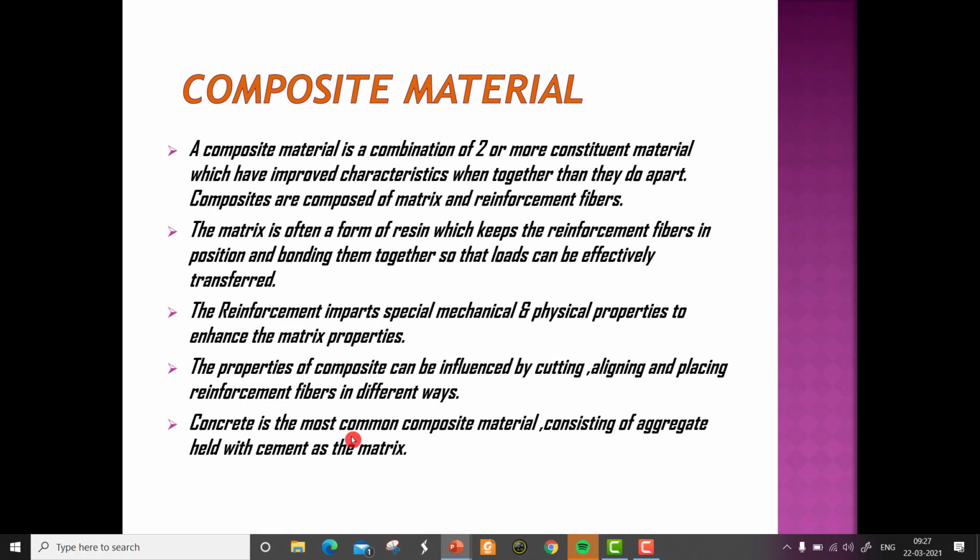Concrete is the most common composite material. Concrete is made of aggregate: coarse aggregate, and then we have the fine aggregate as the sand. Then the reinforcement is rebar. Steel is the reinforcement rebar, and cement is the matrix.